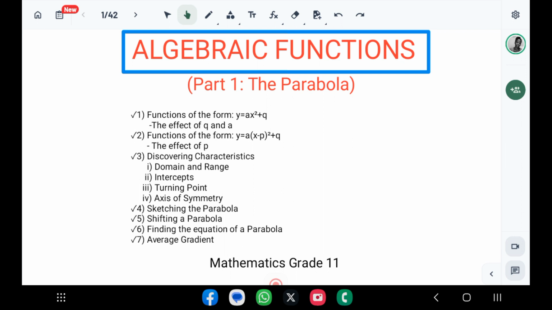And in this video, we're going to focus on part 1 of a 3-part series on algebraic functions for mathematics grade 11, and that is the quadratic function, otherwise known as the parabola.